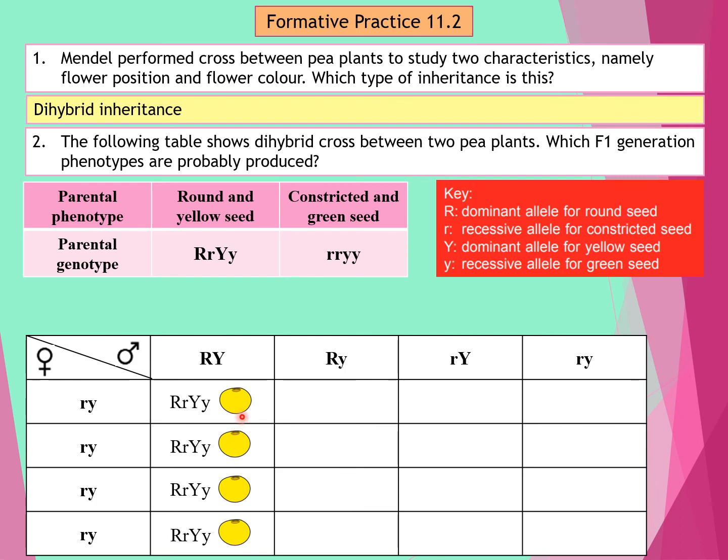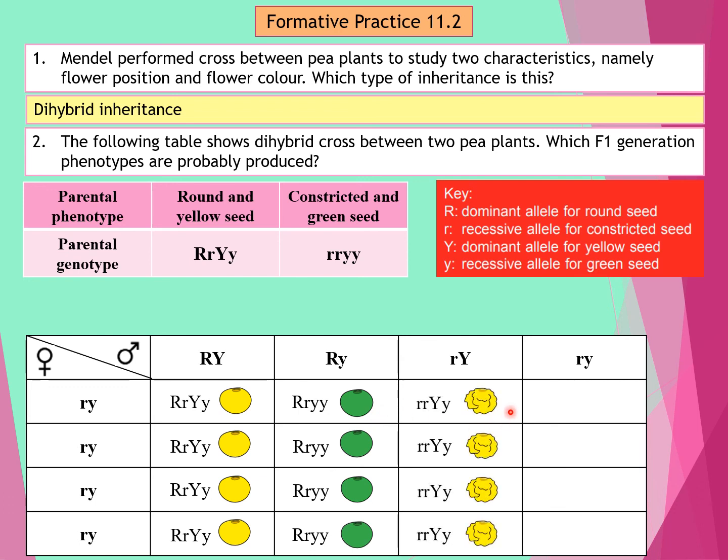So when we cross it, this one produces the heterozygous dominant, which is round and yellow, and this one is green and round shape. Green is the recessive trait, round is the dominant trait. And we look at this one: yellow, the color yellow is the dominant trait, and the constricted shape is the recessive trait. And this one carries both recessive traits, which is constricted and green. Green and constricted are the recessive traits.